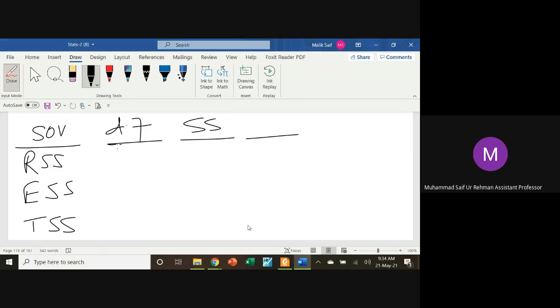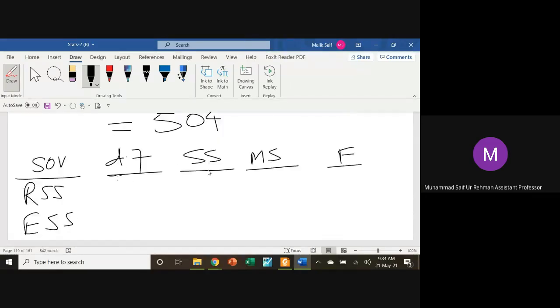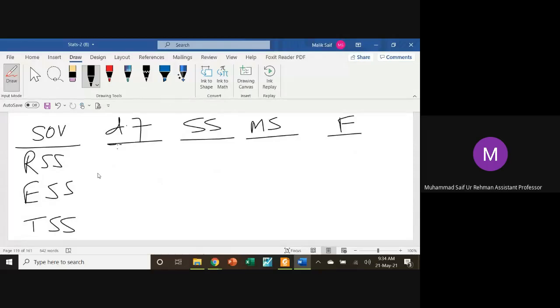Then comes mean square, MS. And finally, you have a column for F, and in this column, you will have the calculated value of F statistic. To find out the calculated value of F statistic, these are the prerequisites. Except these values, we are unable to find out the calculated value of F.